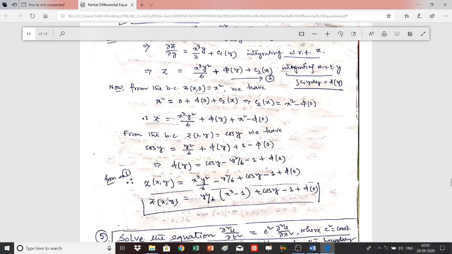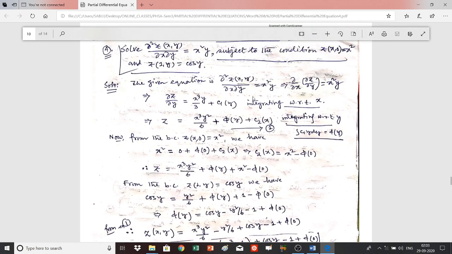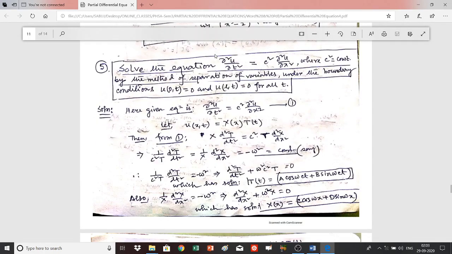This is the complete solution of the given partial differential equation. Now come to another problem. You have to solve the equation ∂²u/∂t² = c² ∂²u/∂x², where c² is a constant, using the separation of variables method, with the given boundary conditions u(0,t) = 0 and u(L,t) = 0 for all values of t.